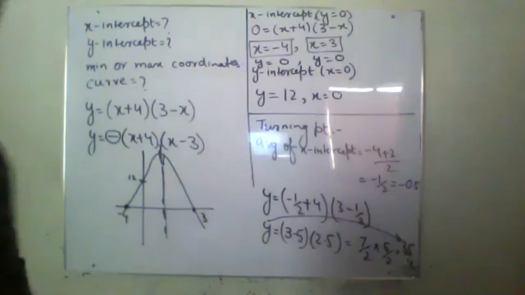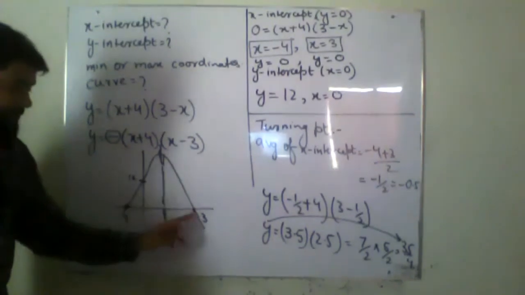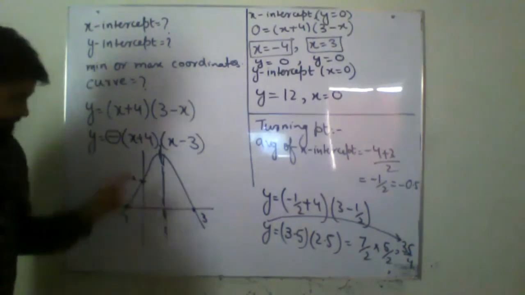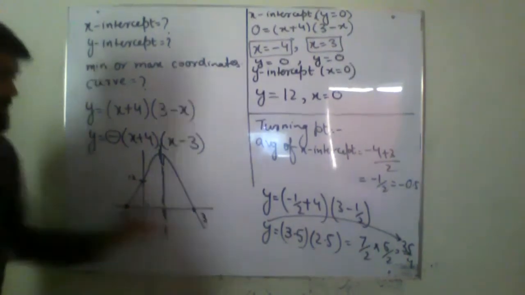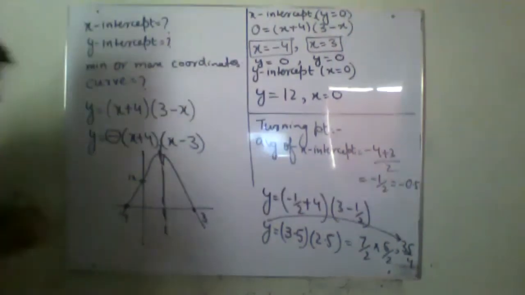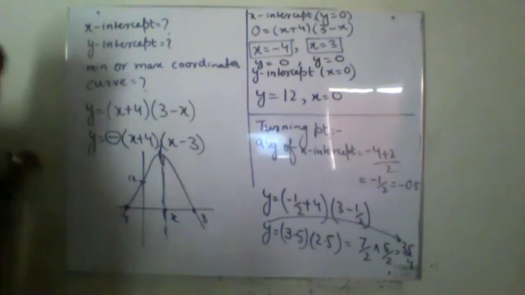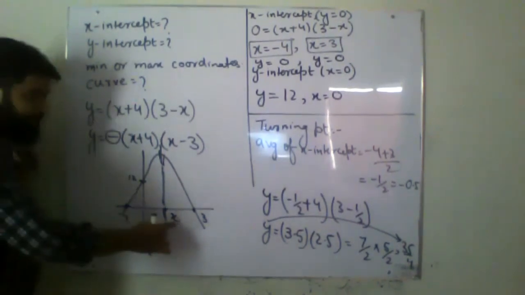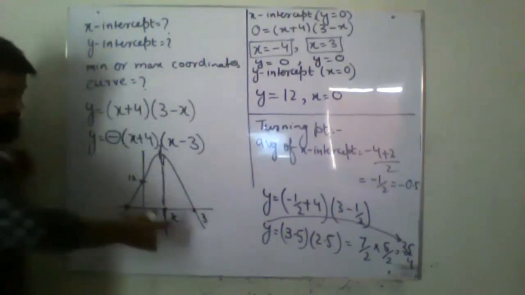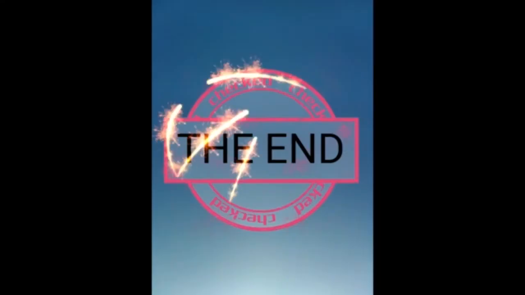Again, I am telling you, how will you find the turning point? The symmetrical line will always pass through the turning point. So if you take the average of the x-intercepts, this will give you the x coordinate of the turning point, and you will plug it into this equation or any equation which is over here, and you will get the value of y of the turning point.